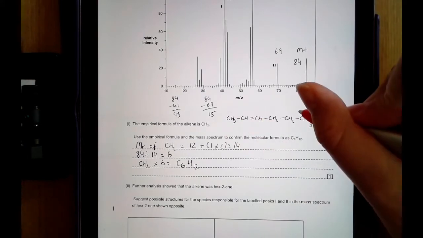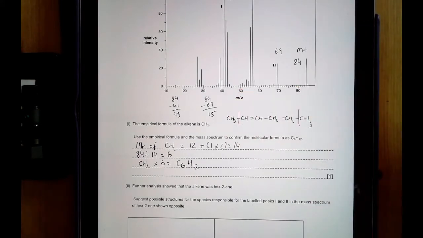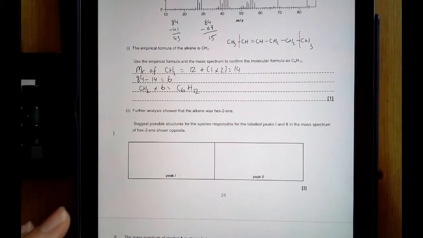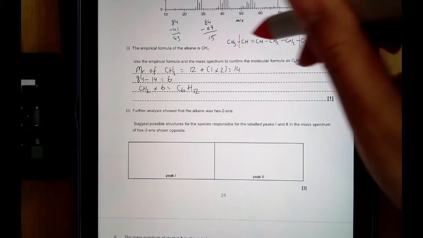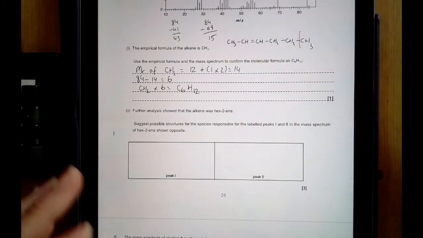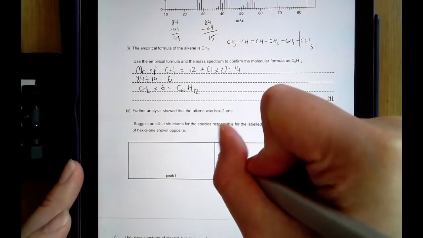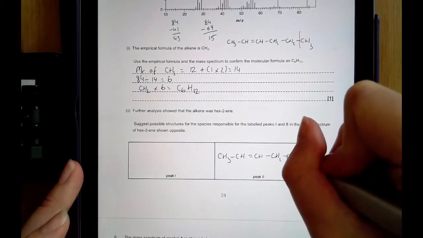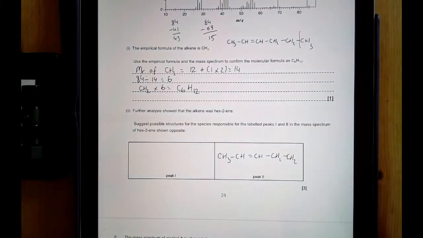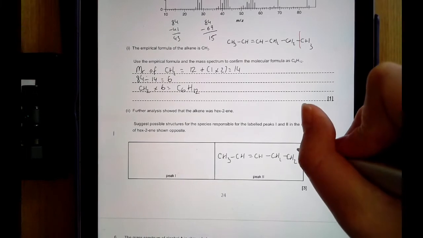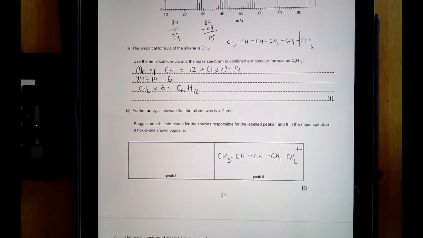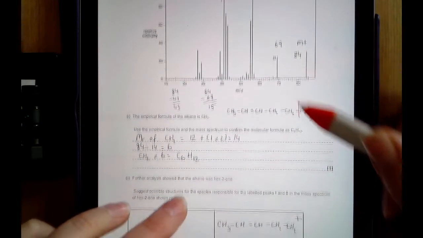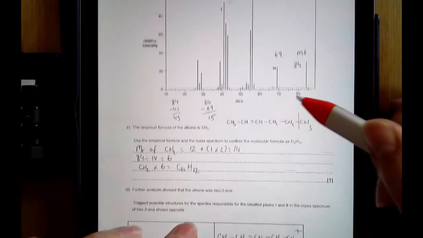So I could remove the CH3 from this end, or I could remove the CH3 from this end. It doesn't matter. I'm talking about the second peak, so I'm going to make sure I write it in the correct box. I'm going to remove it from that end, and that means my peak is going to be CH3 bonded to a CH, double bonded to a CH, bonded to a CH2, bonded to a CH2, and because it's a fragment responsible for a peak, it must be an ion, so I include my positive charge. It doesn't matter where I put that charge, but you need to include a positive charge. That's peak 2, the peak at 69. I've just lost a methyl group, giving me a fragment with 69.